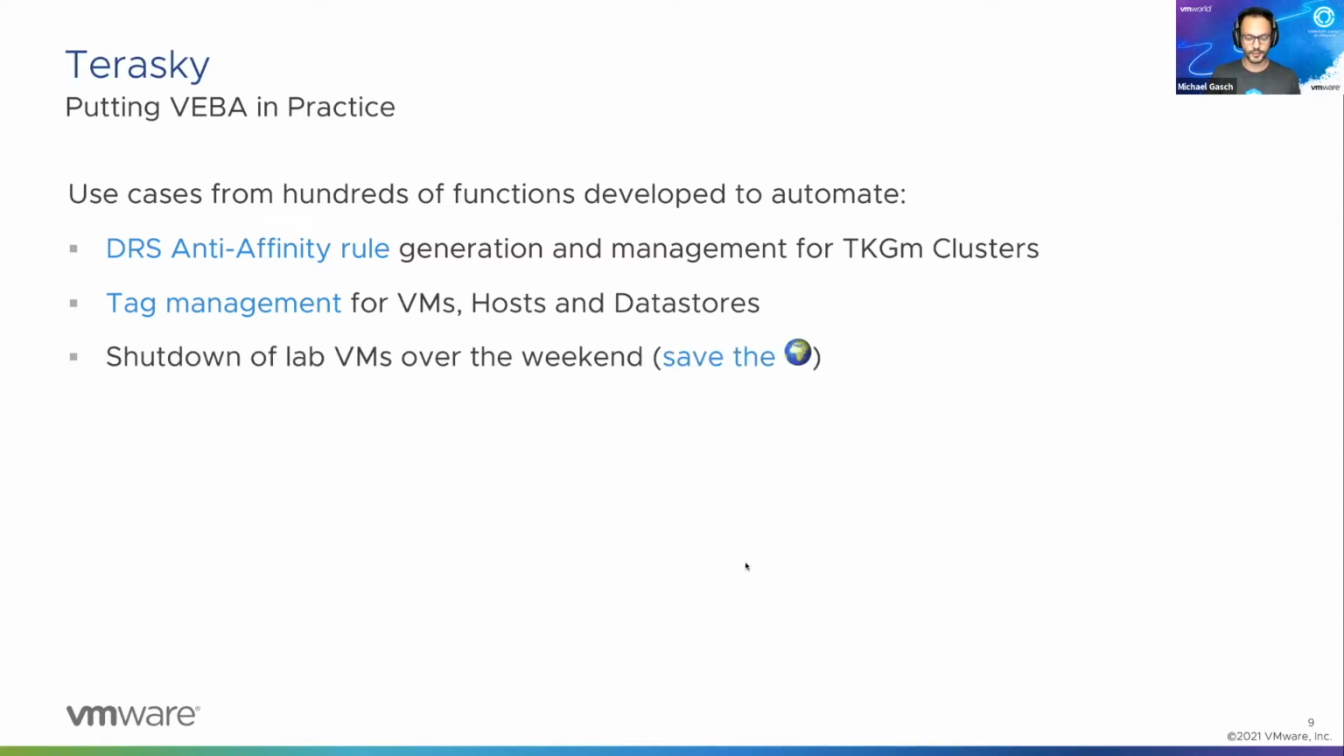Saving the planet, saving the energy. One of the key use cases he also has is shutting down lab VMs over the weekend. This can easily be done through a cron job that we have in VEBA or other cases as well. Literally, it's just a ping that you get, say, every Sunday or every hour, where your function wakes up and then does something. In this case, it's powering off VMs that are not production.